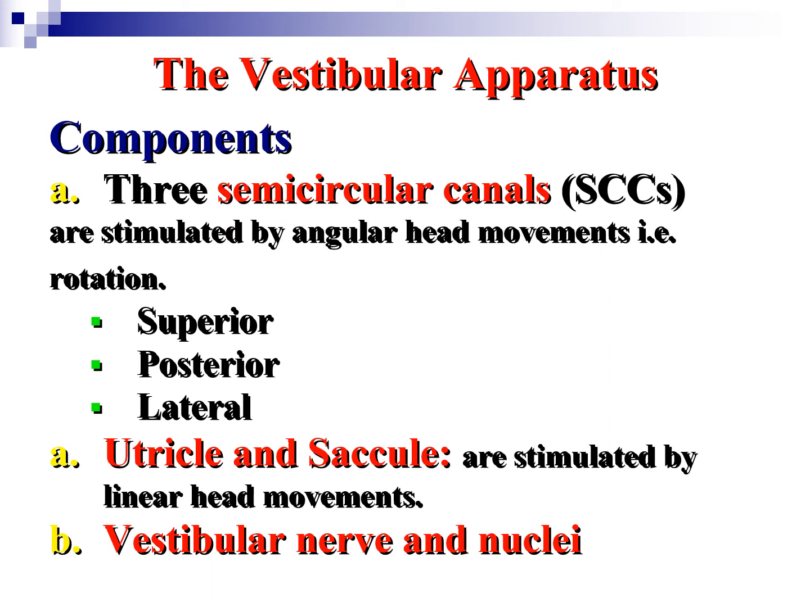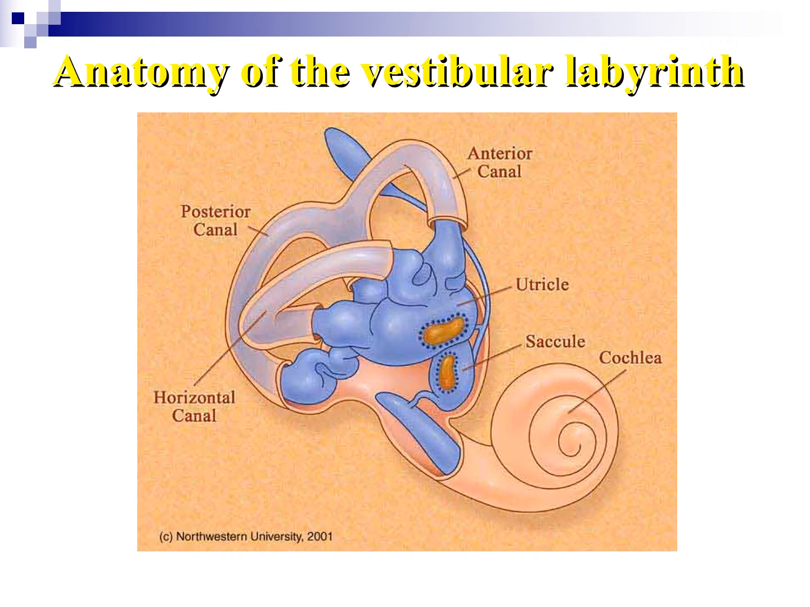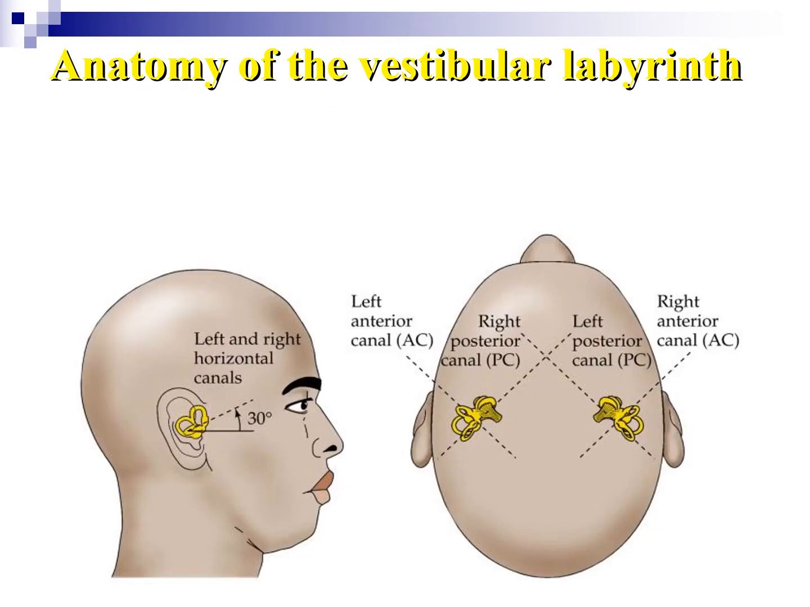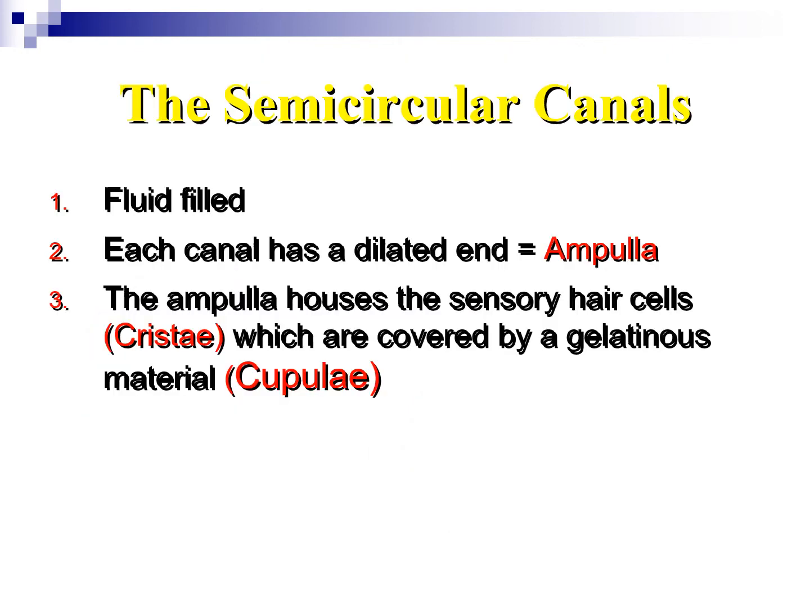The vestibular apparatus is composed of three semicircular canals, which are stimulated by angular head movement, which is rotation, and the utricle and saccule, which are stimulated by linear head movement, and the vestibular nerve and nuclei. You could clearly see in these diagrams, here is the saccule, here is the utricle, and here are the three semicircular canals: the lateral, the superior, and the posterior semicircular canal. These canals are normally perpendicular to each other in orientation, as is clearly seen in this diagram.